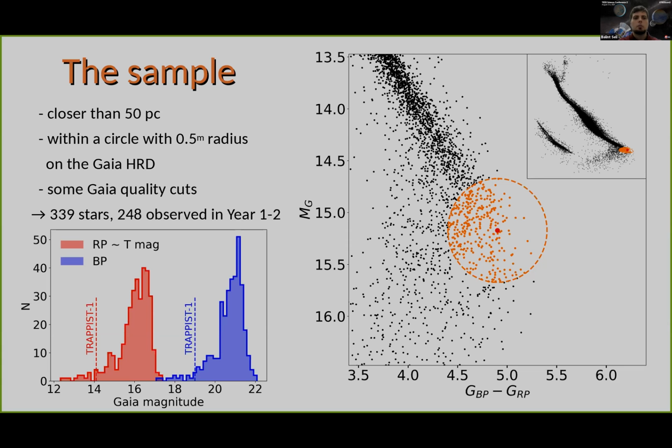Here you can see their brightness distribution, and since the Gaia RP band is close to the TESS passband, you can say that most of these stars are fainter than 17 magnitude, which is still pretty challenging considering the nature of the variability that we're looking for.